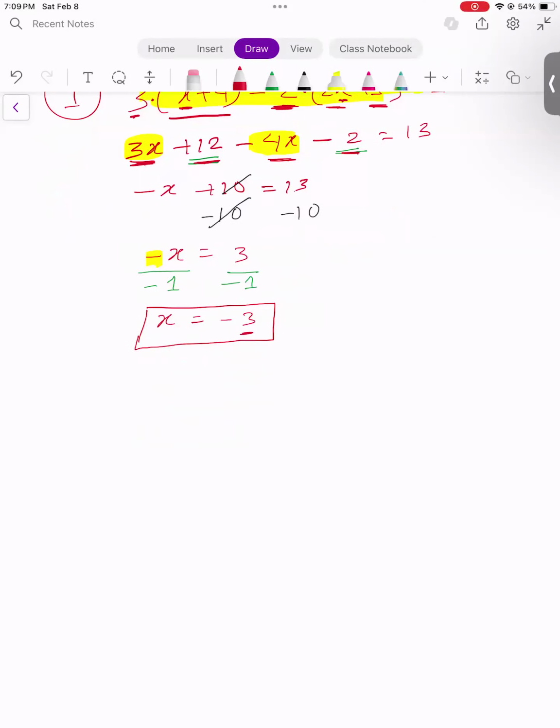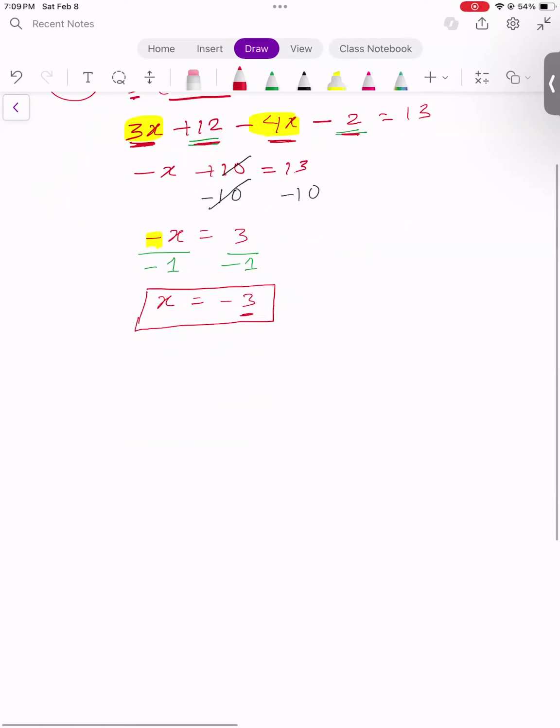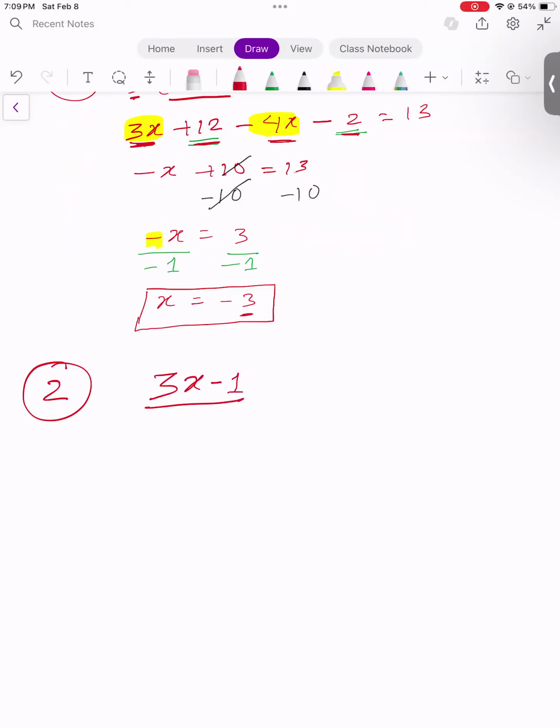Okay, if that is the case, let me go to number 2. So in number 2, we have (3x minus 1) divided by 5, plus 1, equals 1/2. Now, can anyone tell me what type of equation this is?